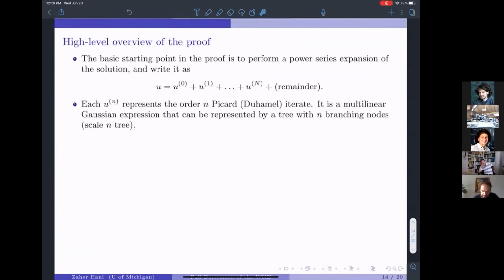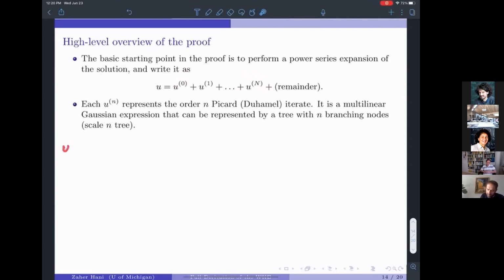So what we do is that we write the solution as U0 plus U1 plus up to Un, and these are the Picard iterates or the Duhamel iterates of the solution, plus a remainder. Each of those Uns is a multilinear Gaussian expression that can be represented by a tree with n branching nodes. Let me give a couple of examples to motivate things.